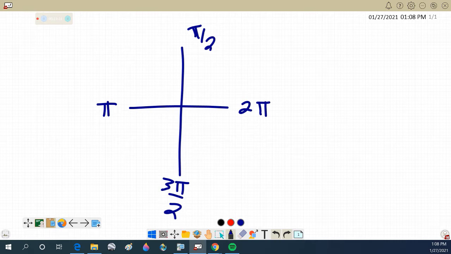Let's mix it up a little bit. What about negative 6 pi over 5? Where is that going to land? Two. Okay, so we're going backwards. How far to there? 5. One more would be 6. Okay.